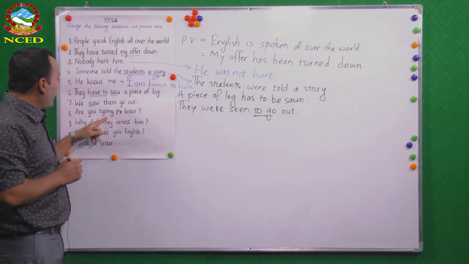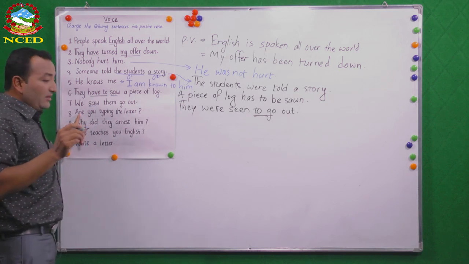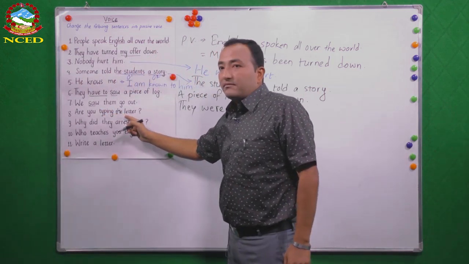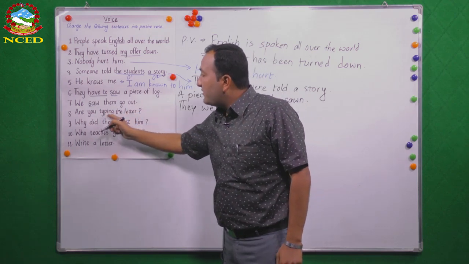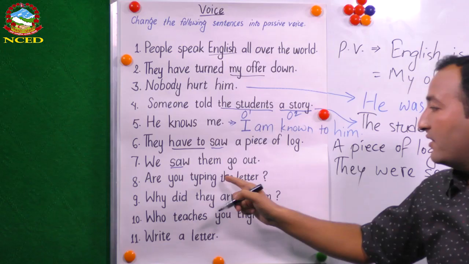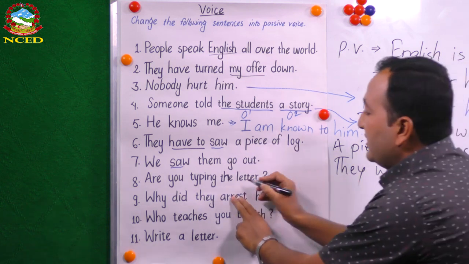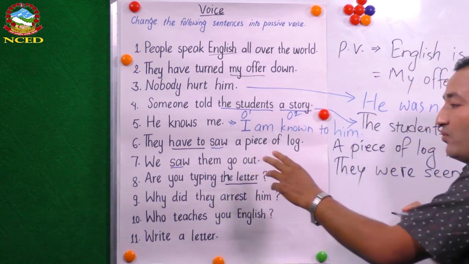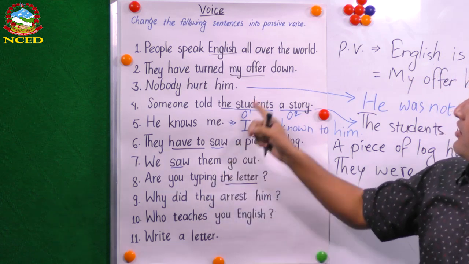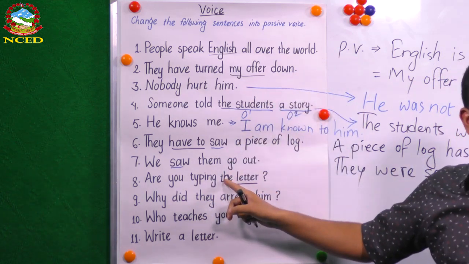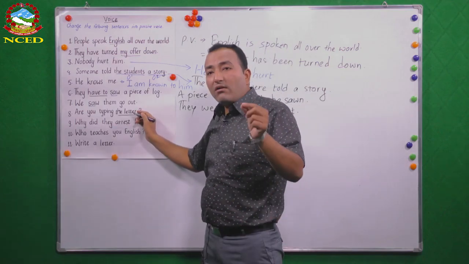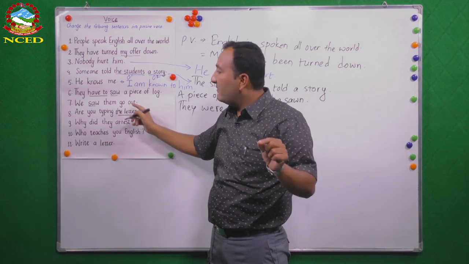Now comes number 8. Are you typing the letter? This is a yes/no question, but the process is the same. What is the object? The letter. Typing is the verb, you is the subject. The only difference is this is a question, that's why the auxiliary verb is used in the beginning. For this, we are not writing an answer, but what we are in fact doing is changing this active voice question into a passive voice question. Question should be changed into question. And that's why our passive voice sentence also should begin with an auxiliary verb like this.